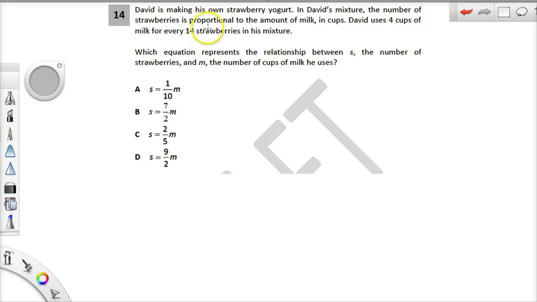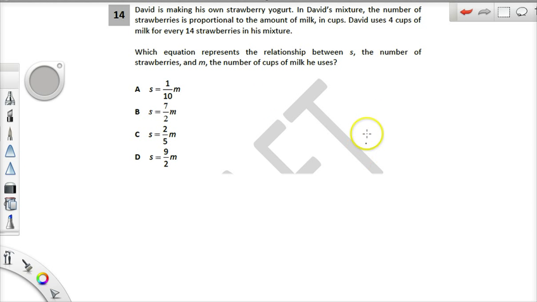So David is making his own strawberry yogurt. In David's mixture, the number of strawberries is proportional to the amount of milk in cups. David uses 4 cups of milk for every 14 strawberries in his mixture. Which equation represents the relationship between S, the number of strawberries, and M, the number of cups of milk he uses? All right, so let's see how we're going to think about this.